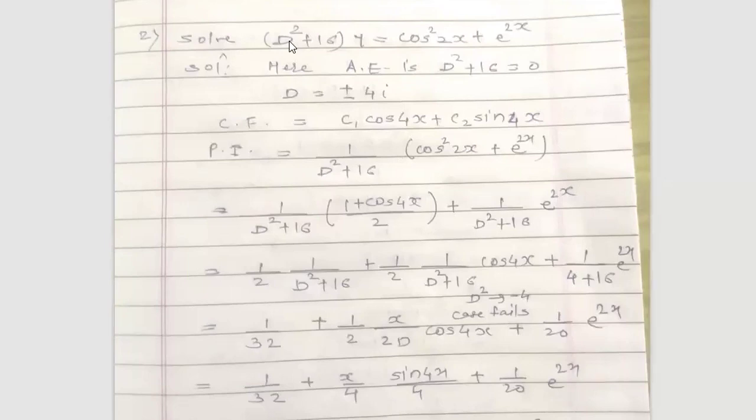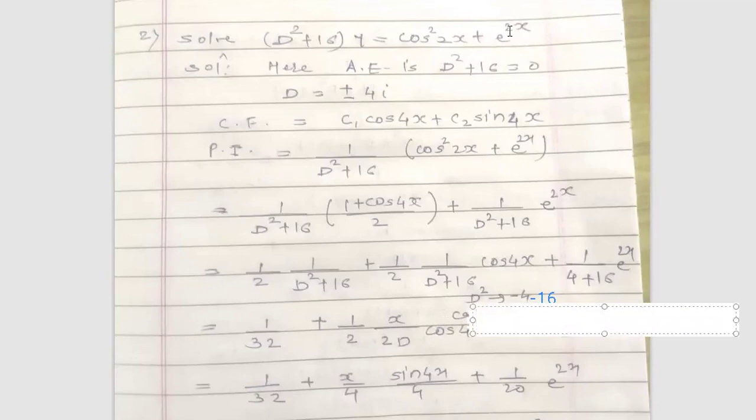Minus 16 is here. Here replace d square by minus 16. And if we replace d square by minus 16, minus 16 plus 16 is 0. So it is the case of failure.